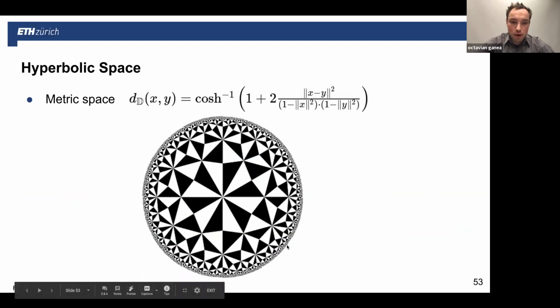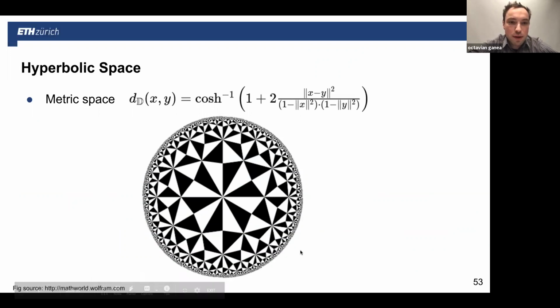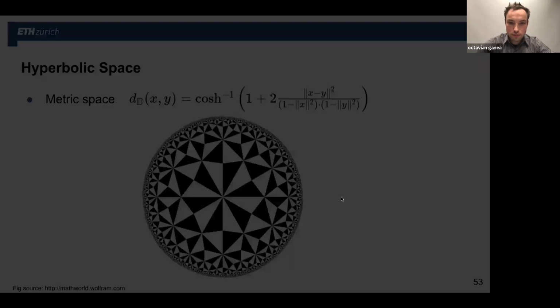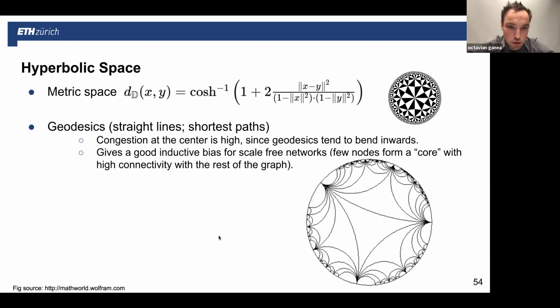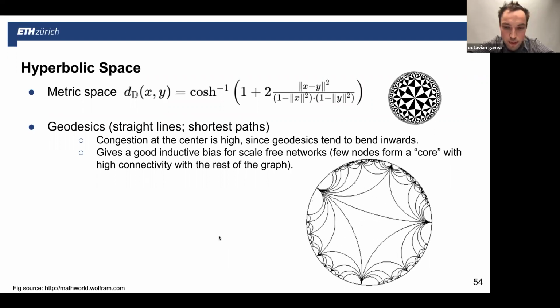So what is a hyperbolic space? It's a metric space where the distance function is given by the formula shown here. And you can see, again, in this picture that all the edges have exactly the same length under this distance function. And geodesics, or straight lines, or shortest paths between two points, are shown in this animation here.